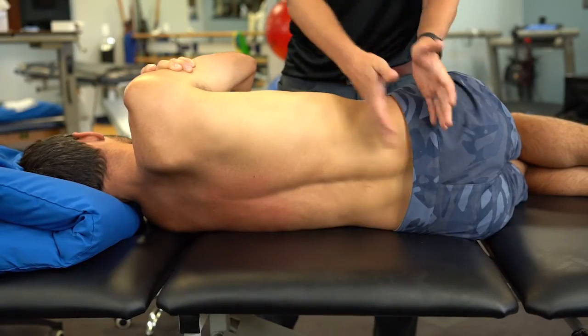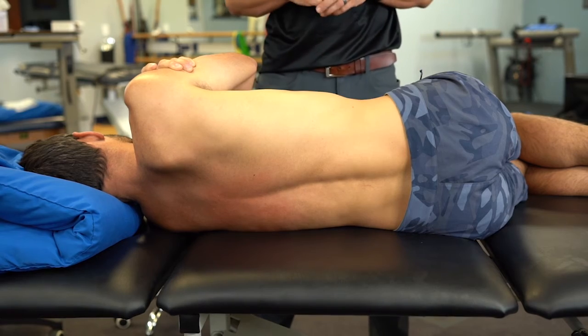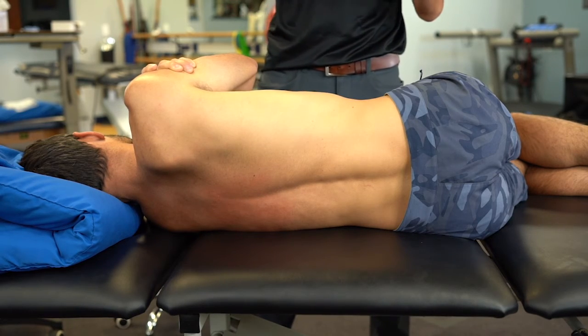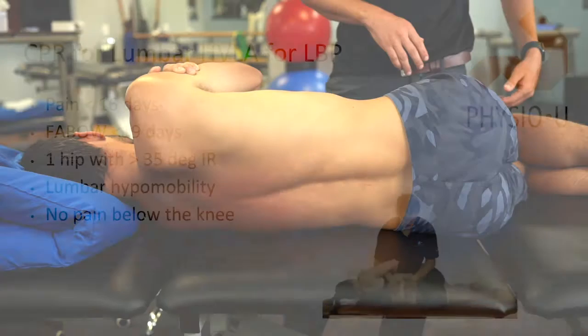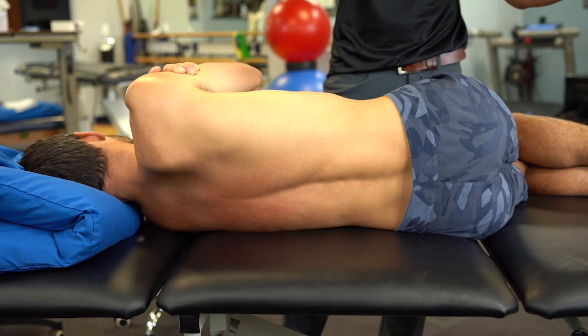For a lumbo or lumbopelvic thrust, the clinical prediction rule is, again, that most common one: pain less than 16 days, so pretty acute; an FABQ of less than 19, so they're not too worried about it; one hip that has greater than 35 degrees of rotation, meaning they have good hip mobility; we PA'd and they have a hypomobile segment; and the pain is pretty localized to the back and doesn't radiate past the knee, meaning we can take out any type of disc or nerve pathology, most likely.